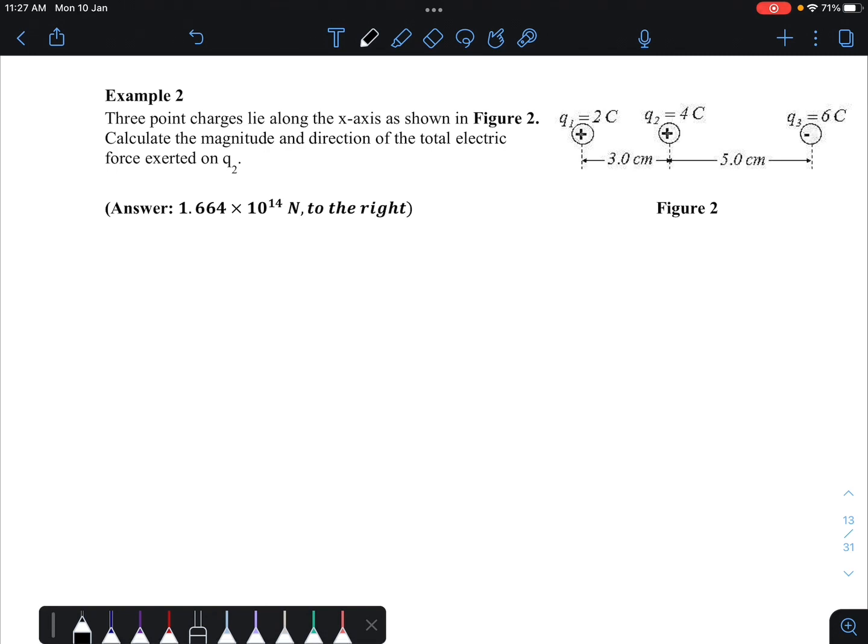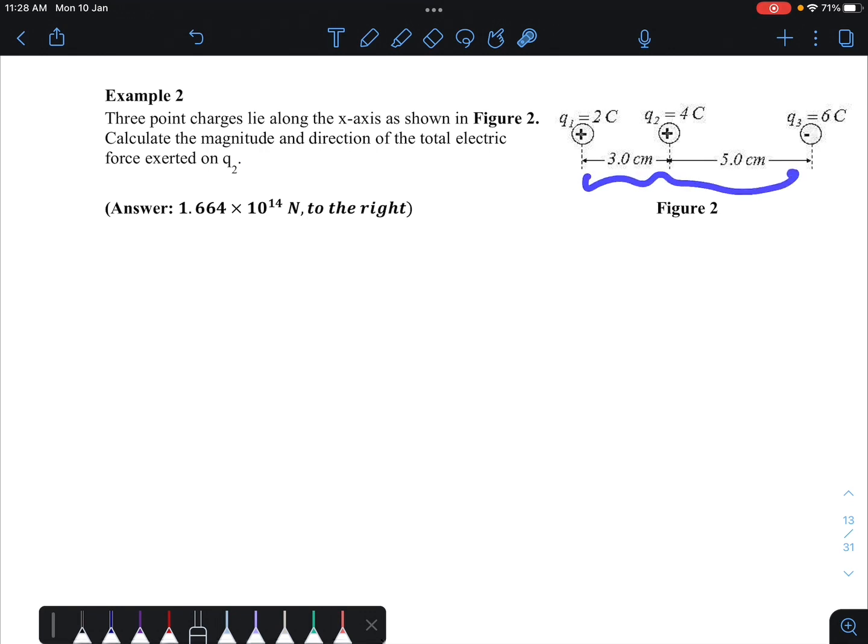So what we have here in this question is three point charges lie along the x-axis as shown in figure 2. Charge Q1 is positive 2 coulomb, charge Q2 is positive 4 coulomb, and charge Q3 is negative 6 coulomb. So we have all these three charges lying along the x-axis. The question asks to calculate the magnitude and direction of the total electric force exerted on Q2.